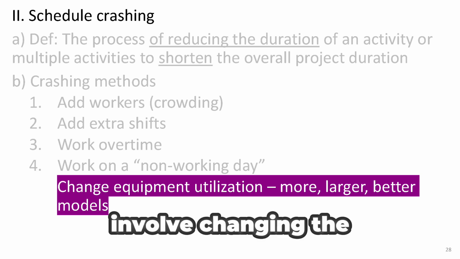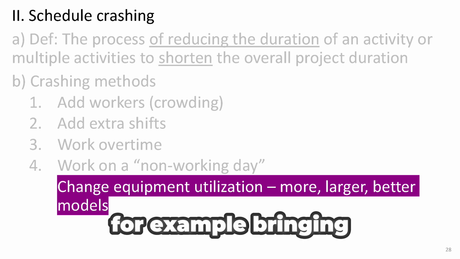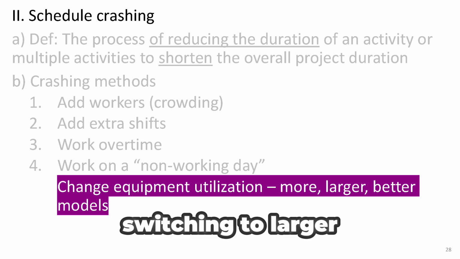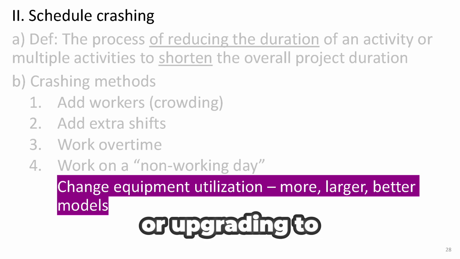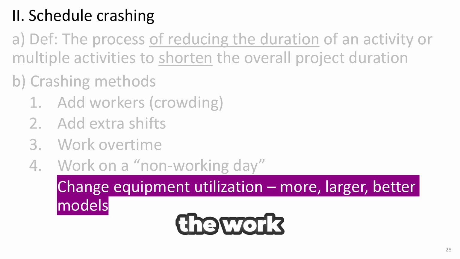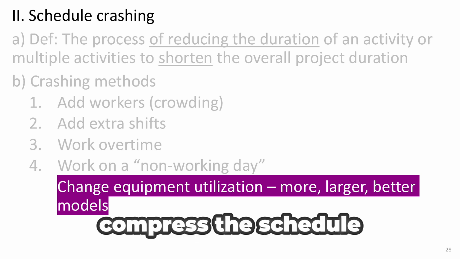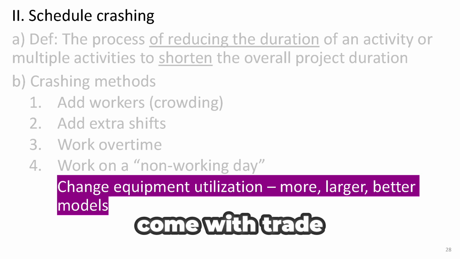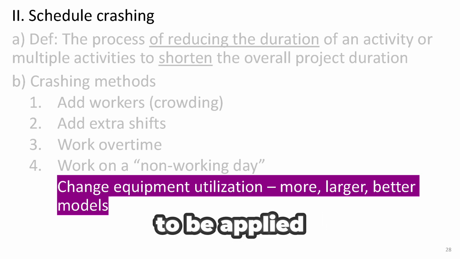Crashing can also involve changing the way equipment is used. For example, bringing in more machines, switching to larger or more efficient models, or upgrading to better performing tools to speed up the work. Each of these strategies can help compress the schedule, but they often come with trade-offs in terms of cost, so they need to be applied thoughtfully.